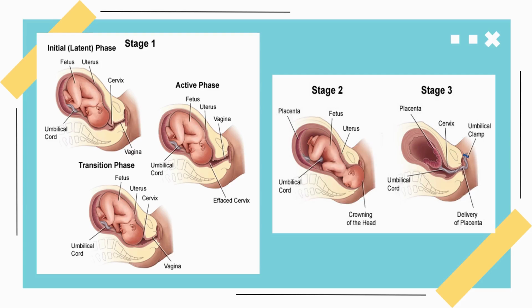And then the second stage, as you can see, that's when delivery is actually happening. There's no cervix left. The baby is actually coming through the birth canal. This baby is in an anterior presentation. So posterior would be the sunny side up.